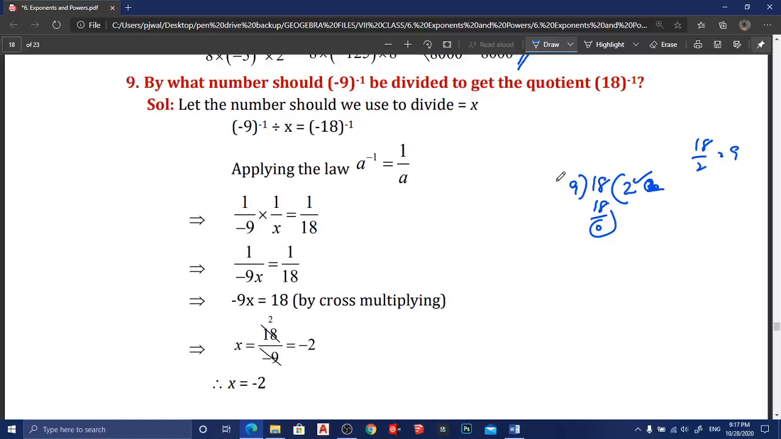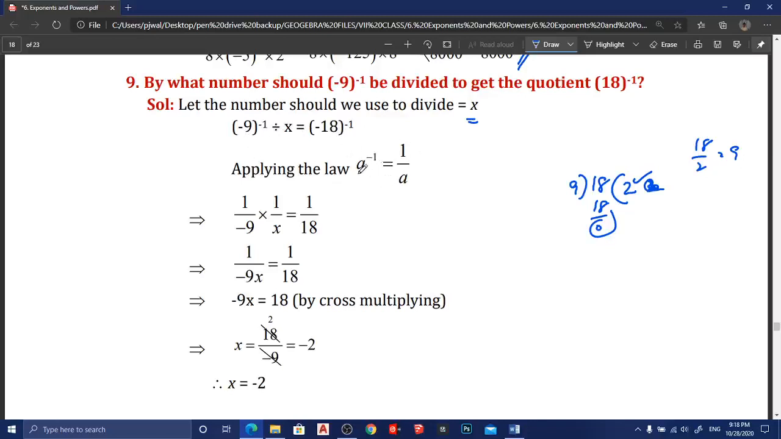By what number should minus 9 to the power of minus 1 be divided to get the quotient 18 to the power of minus 1? Let the number we use to divide be x. Then we can write this problem in the form of an equation, which is minus 9 to the power of minus 1 divided by x to get 18 to the power of minus 1. Now apply this formula.